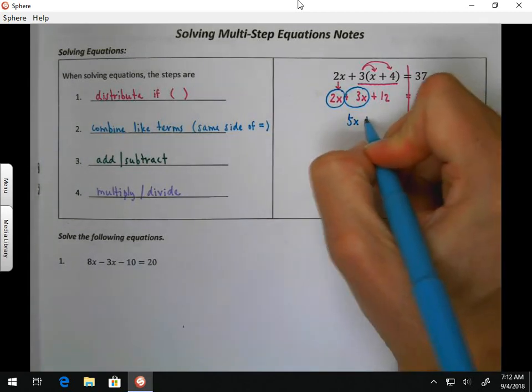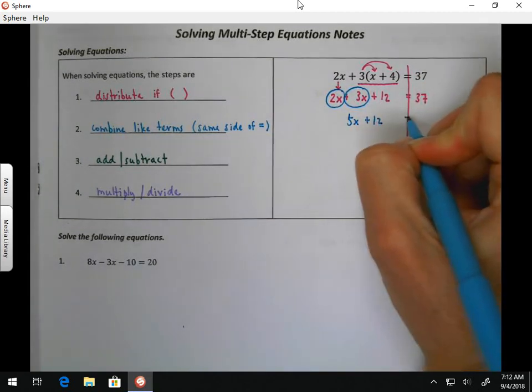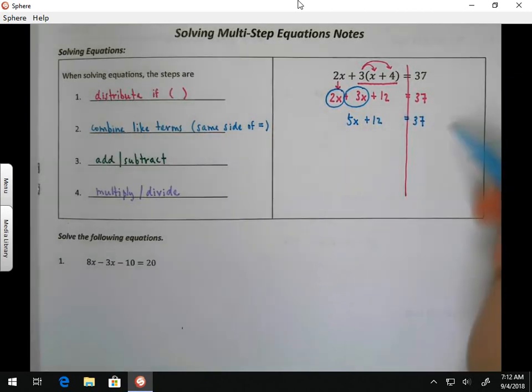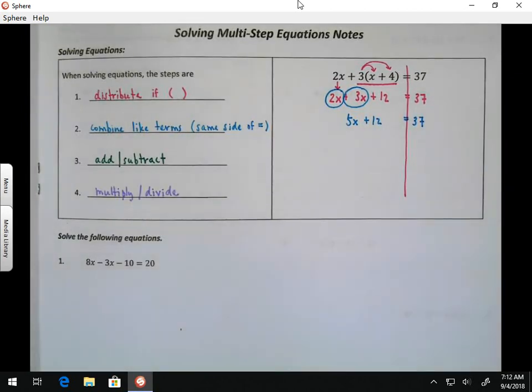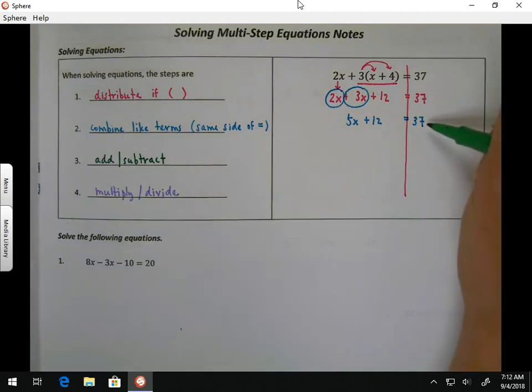And I'm going to add 12. And over here, I haven't done anything on the right side yet, so I'm just going to keep copying that down. Now, the nice thing, once we get here, we're just back to our regular two-step equation.